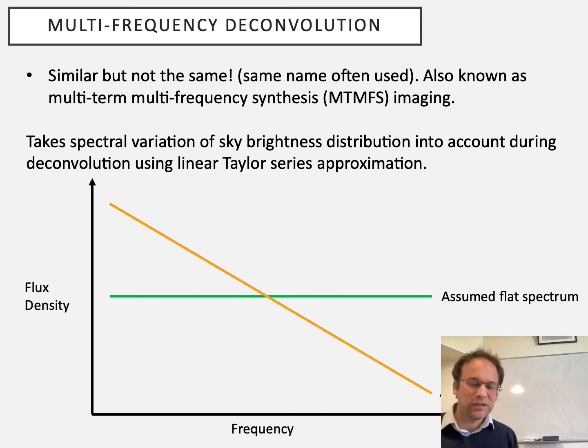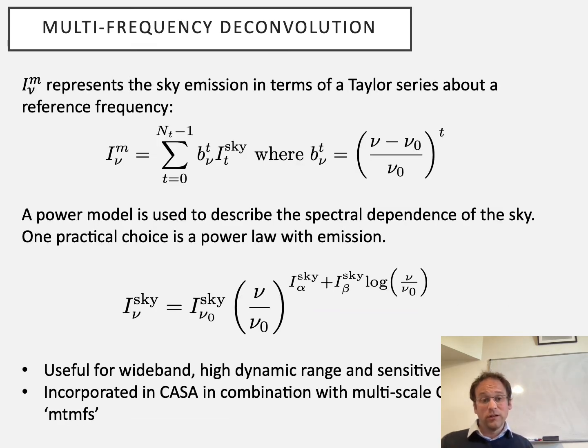In addition to using multi-frequency synthesis to construct a single continuum image from your visibility data over a wide band, you may also want to use the in-band information you have from this wideband data to understand something about the spectral behavior of your sources. This is done using something called multi-term multi-frequency synthesis. In this case, rather than assuming a flat spectrum, essentially flattening all that information into a single image, you can approximate the spectral behavior using a Taylor term expansion about a reference frequency, which is given by this equation here.